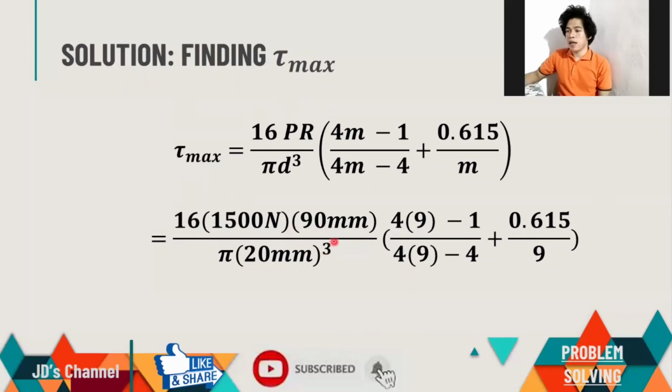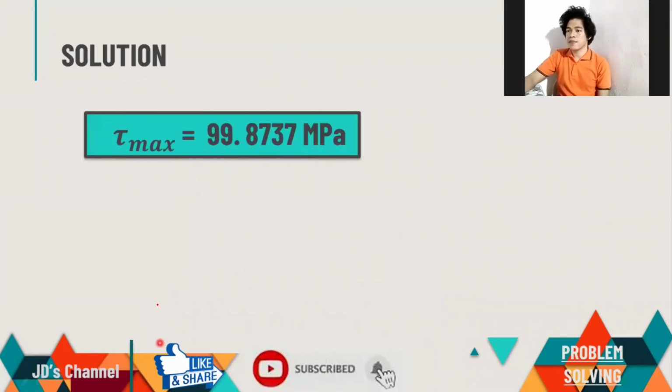Now, class, we can cancel this. What remains is Newton per mm squared. There is nothing else to cancel here. So our answer is in Newton per mm squared, or what is familiar to us, MPa. So what will be the value now? Go ahead and compute. The value is 99.8737 MPa. It is already rounded up, and I hope you also got this answer at the same time.